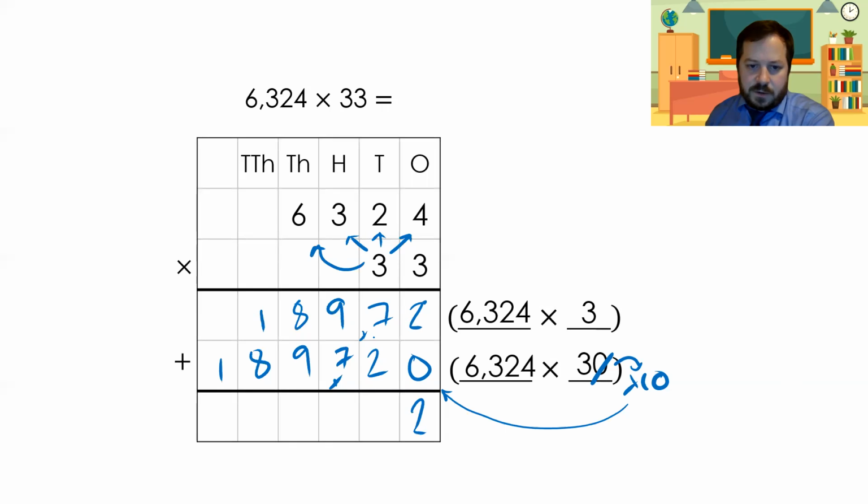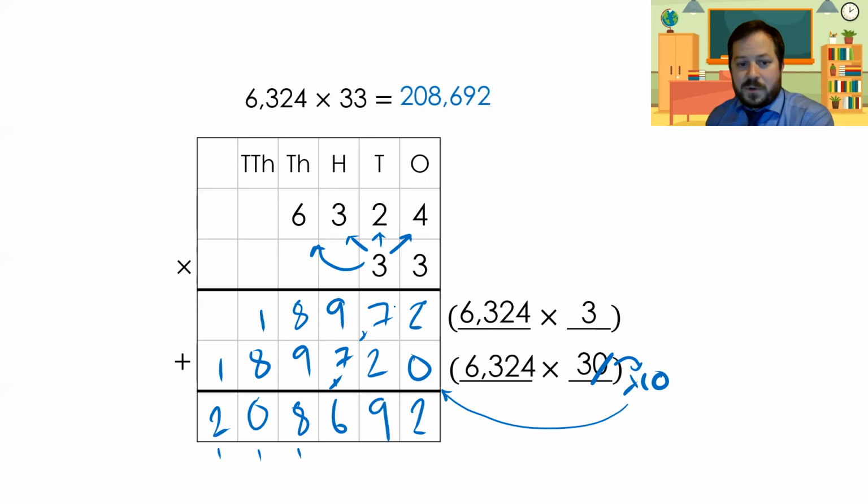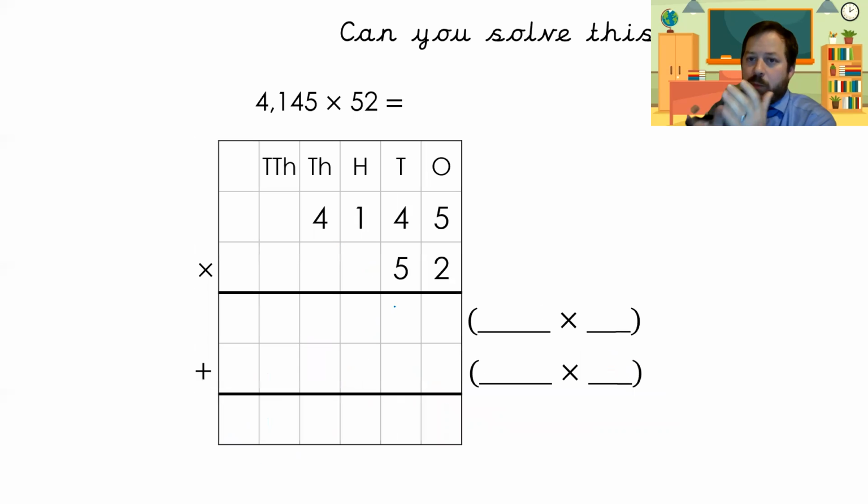2 and 0 is 2. 7 and 2 is 9. 7 and 9 is 16. 9 and 1 is 10, plus 8 is 18. 8 and 1 and 1 is 10. And 1 and 1 is 2. So our answer should be 208,692. And we got it right. And there's lots of tricks you can do in order to make sure you know that you're going to get it right. Let's have a go at one more.